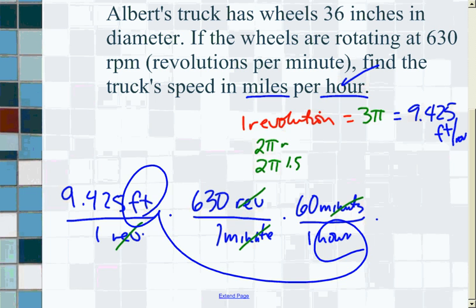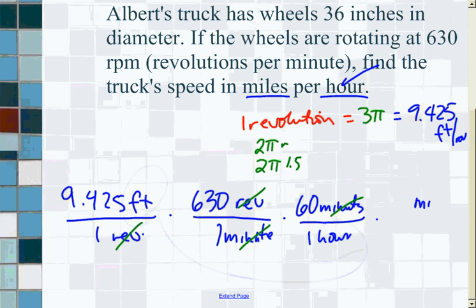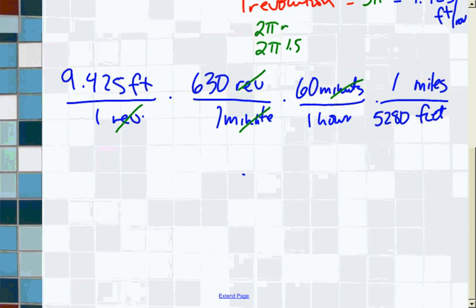So we still need to change this to miles per hour. I've got miles up on top because that's where I want it, and then feet down here. So 1 mile is equal to how many feet? Come on, somebody's got to know. You're right, 5,280. But Mr. Hayes, how am I supposed to know that? Well, it falls into the general knowledge category. So now you're just going to multiply all this stuff out.